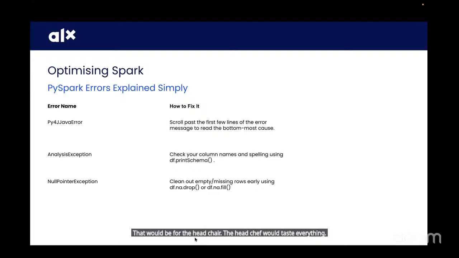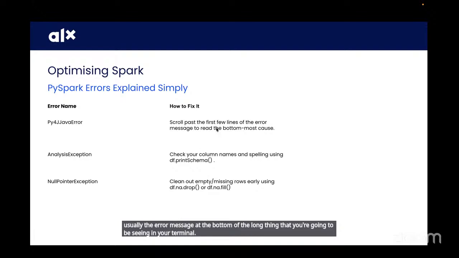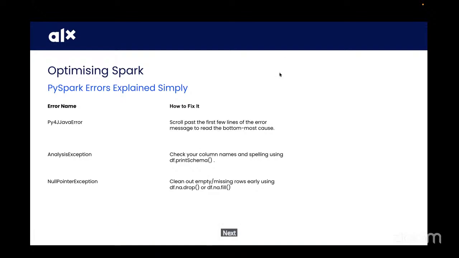So to fix this Py4J Java error, you look at the bottommost cause. That is, just read the error message at the bottom of the long thing that you're going to be seeing in your terminal. Next, we'll look at another error called the analysis exception. We'll continue using our kitchen analogy.